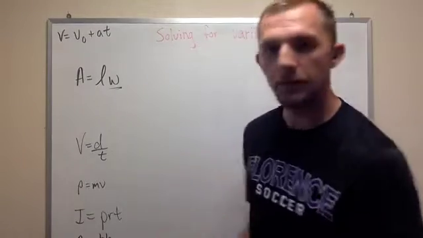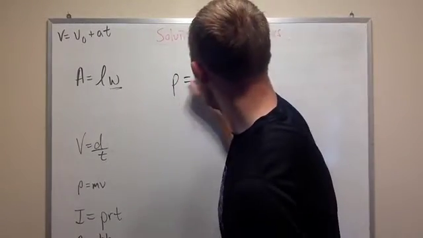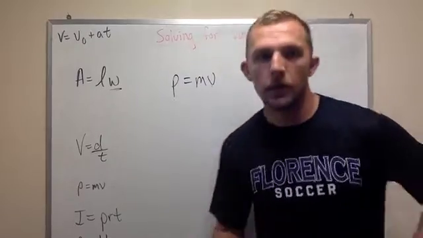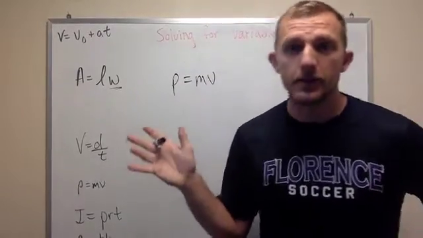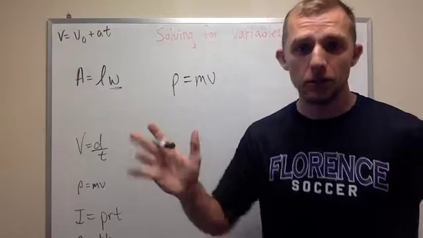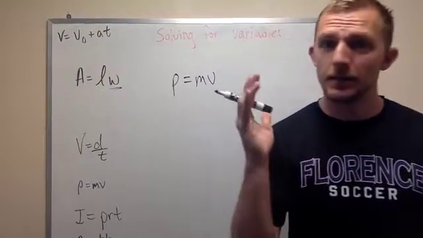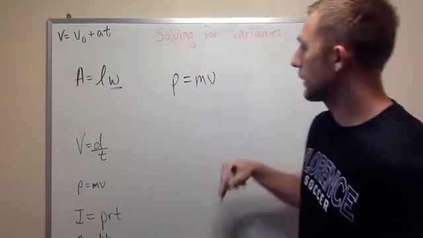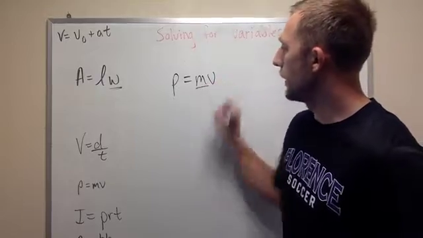Let's say I have this. P equals M times V. Okay, I got this off of physics. You'll also have some from chemistry. You'll have tons of formulas. But again, you're going to have to know this. Okay, let's say I want to solve for M, right?